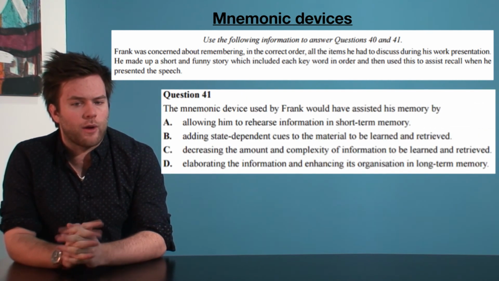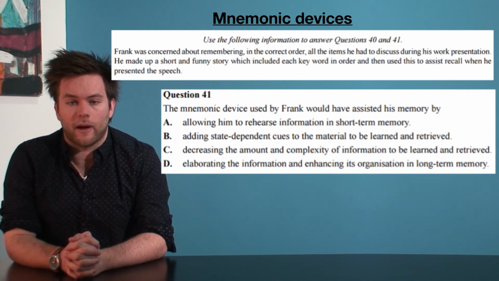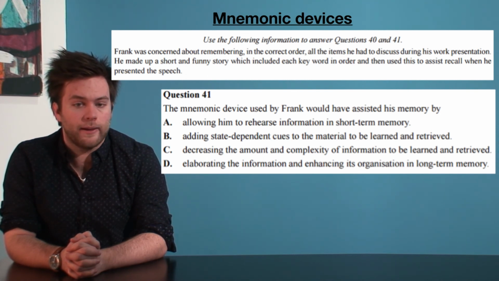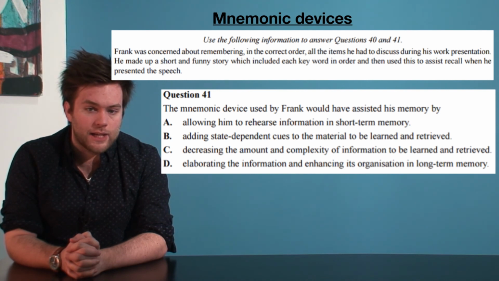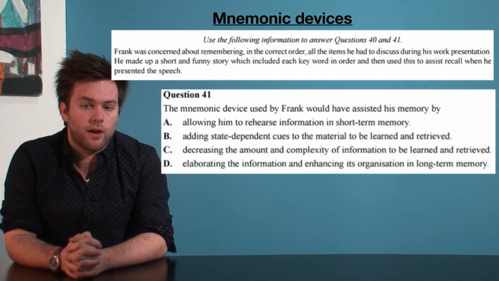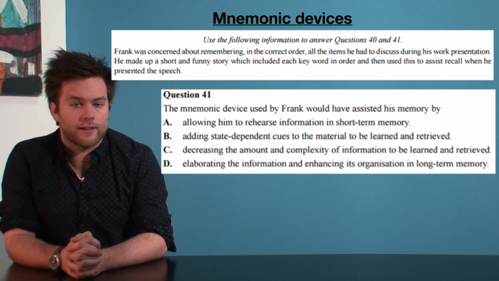Let's have a look at the follow-up question then. It reads, the mnemonic device used by Frank would have assisted his memory by A. Allowing him to rehearse information in short-term memory, B. Adding state-dependent cues to the material to be learnt and retrieved, C. Decreasing the amount and complexity of information to be learnt and retrieved, or D. Elaborating the information and enhancing its organization in long-term memory.